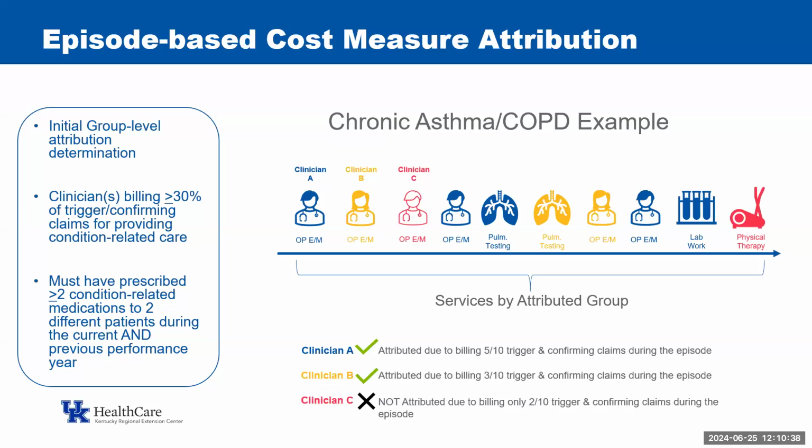Based on this example, both clinician A and B would be attributed this patient as they are billing at least 30% of those triggering or confirming claims during this specific episode of care. Clinician C would not be attributed this patient as they only billed 2 claims during this episode, and it was for unrelated care.